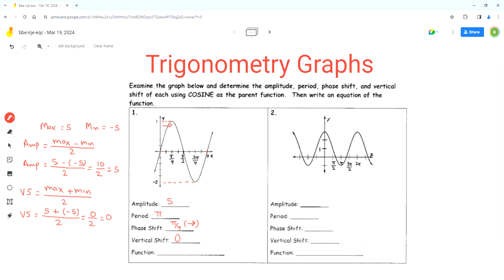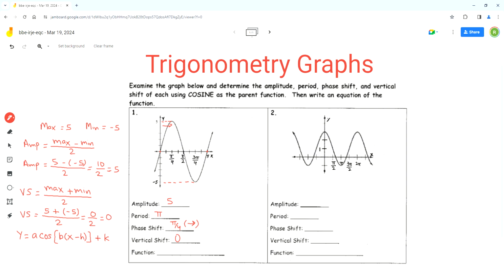Now we can use this information to find the function of this transformed cosine function. The general equation of a transformed cosine function is y equals a cosine of b, parentheses x minus h, and then plus k. Some teachers use different constants for these a, b, h and k than I use, but that doesn't change the process or the steps for finding the equation of the transformed function.